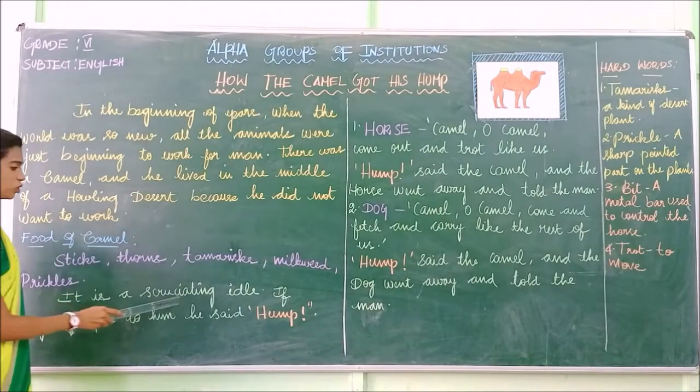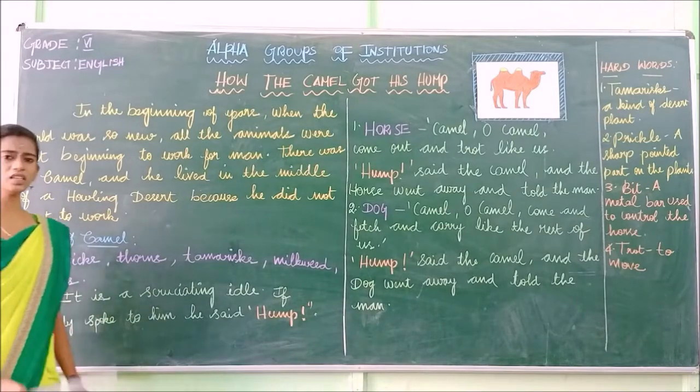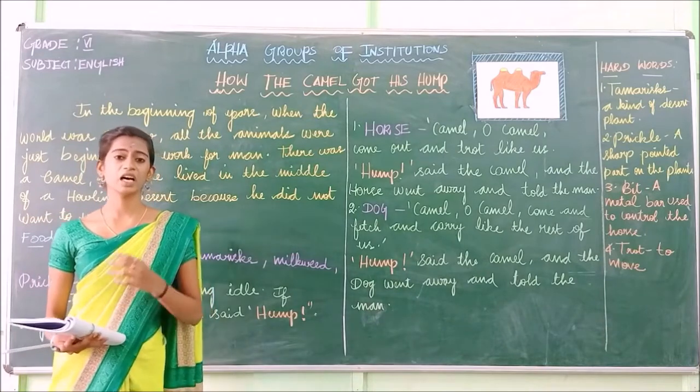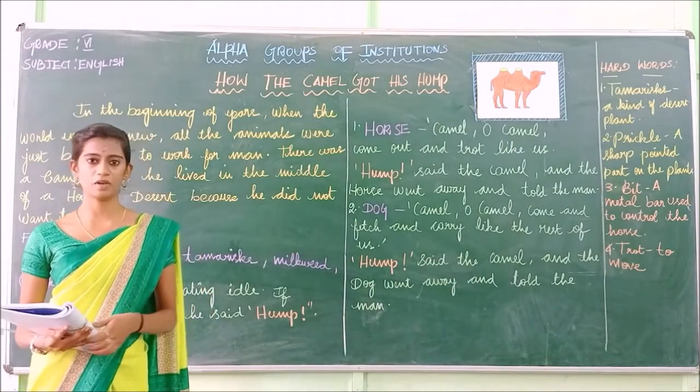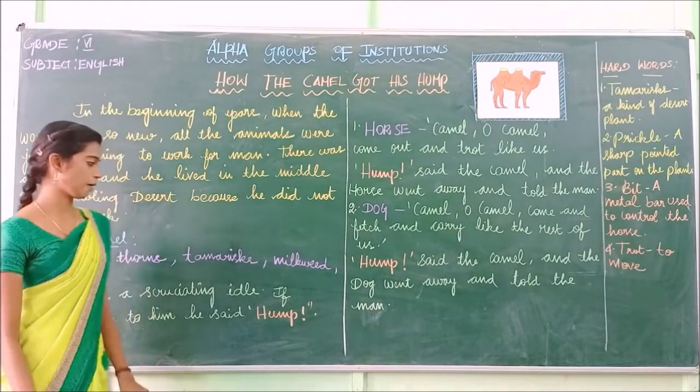It is a cruciating idol. What does cruciating idol mean? Cruciating idol is used to describe the camel.